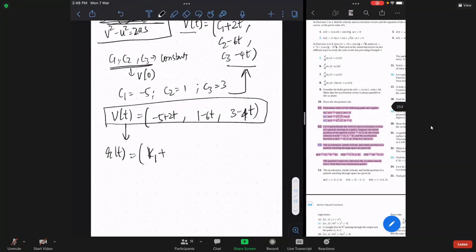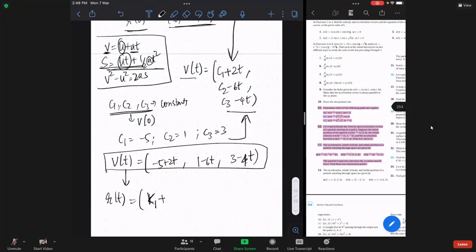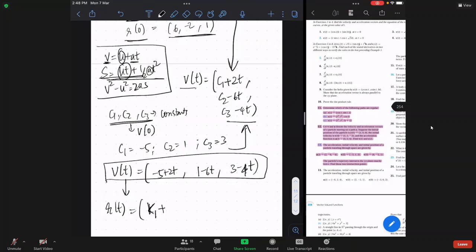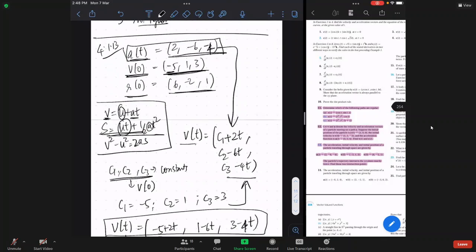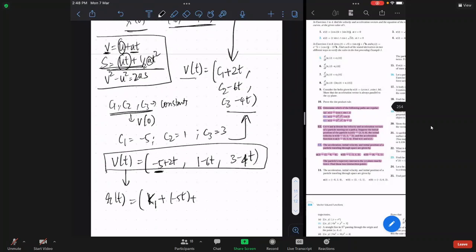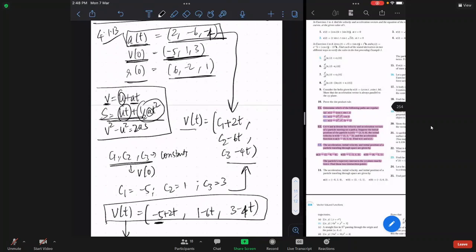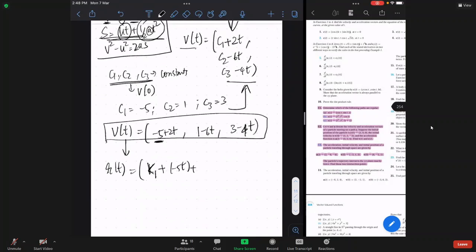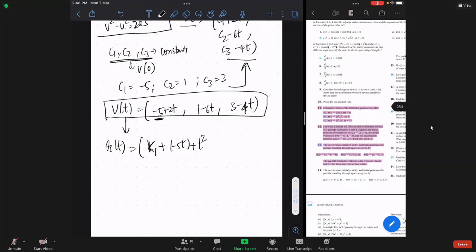Sorry, this is my initial distance. This is my k1 plus. Let's see what u into t is. My initial velocity seems to be minus 5. So this is minus 5 into t, which is ut, which is minus 5t, plus half at square. What is my initial acceleration, which is 2. So half into 2 into t square, which is just t square. So this is my first coordinate.